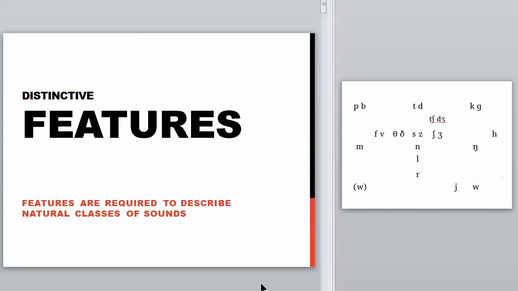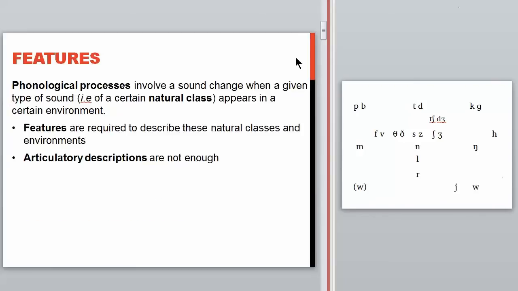In this lecture, we will be reviewing distinctive features in phonology. Now, at first, features may seem like just a more frustrating, complex alternative to articulatory descriptions, but we will see that they become essential when we start building our phonological rules.